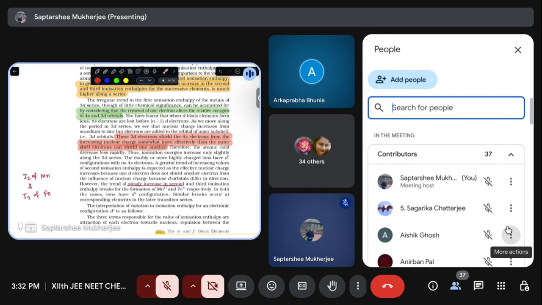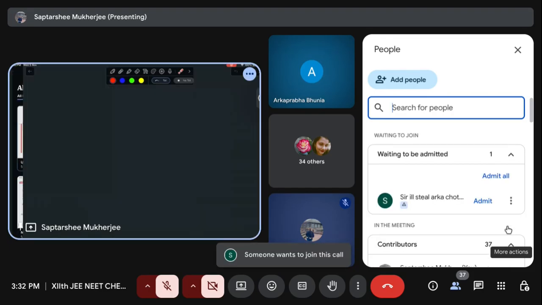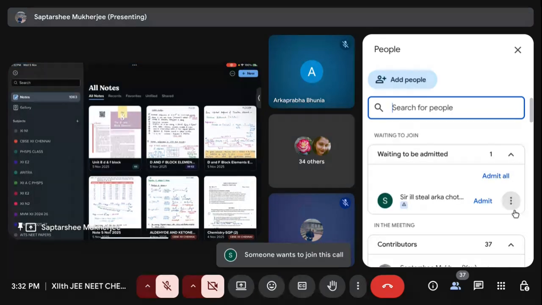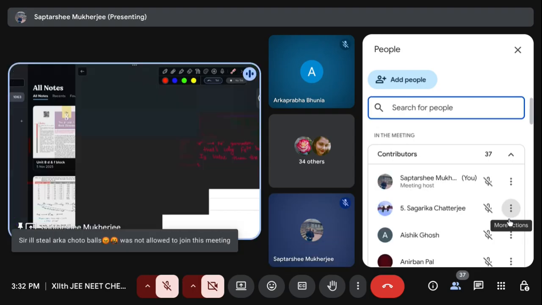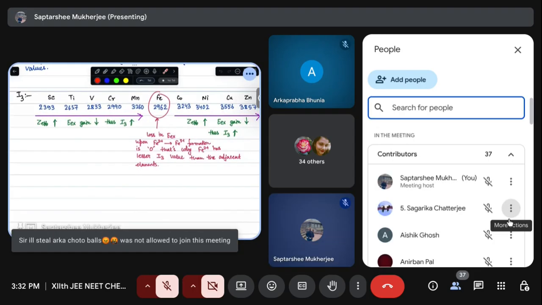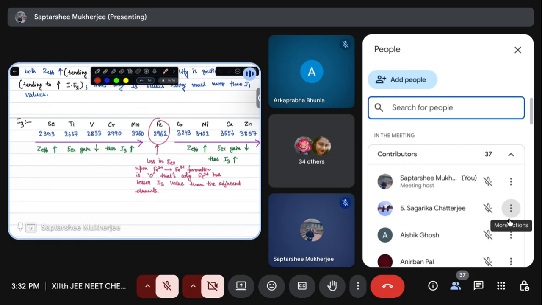Now what is the meaning? Just now we studied. Just a minute. What is the meaning of this last statement? You see, third ionization enthalpy, what was that saying? What was the line they were telling? Mention it. That the trend in the steady.